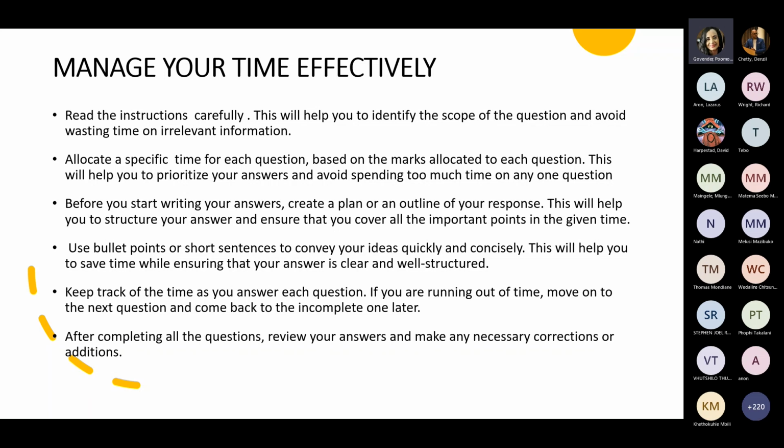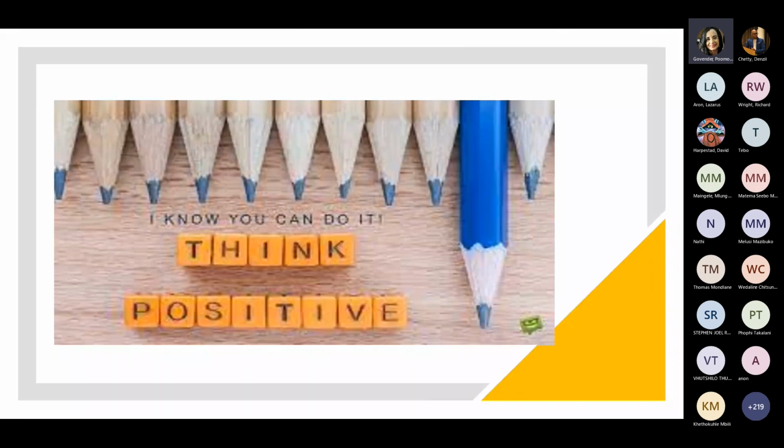If you're running short of time, use bullets, right? And use full sentences, but do not put in unnecessary information. So this is what we say, write concisely. Keep track of your time as you answer each question, because then you know how much time you have left. If you're running out of time, move on to the next question and come back to complete the one that you're not sure of, right? After completing all the questions, review your answers and make any necessary corrections or additions.